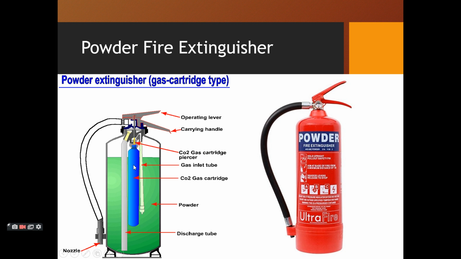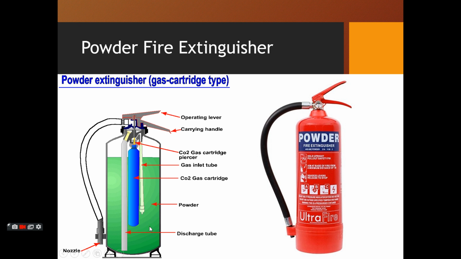Gas inlet tube: inside there will be one gas inlet tube. The CO2 gas cartridge will also be there inside, and the powder. So this is a powder, the green color you can see here, this is the powder inside. After that, this is a discharge tube. This discharge tube will connect here. From this one it will come to the pipe, and through the pipe it will come out.